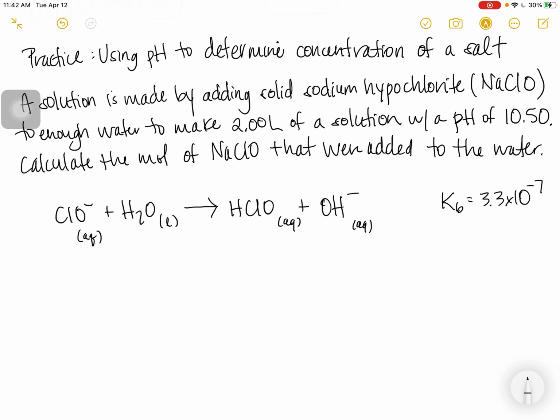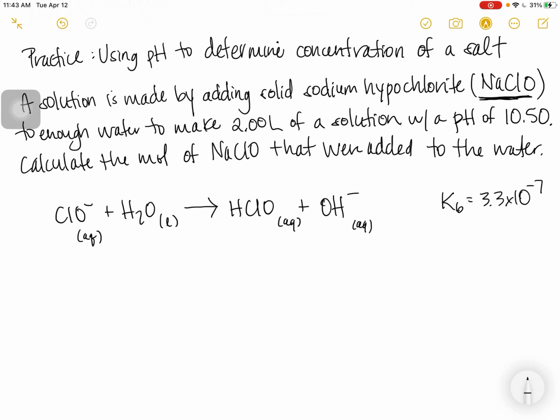There's one more problem for us to solve, and it deals with that idea. It says using pH to determine the concentration of a salt, and we're calling it a salt here because this is not an acid or a base, this is an ionic substance. A solution made by adding solid sodium hypochlorite, NaClO, to enough water to make 2 liters of solution has a pH of 10.5. So it's basic. Calculate the moles of NaClO that were added to the water to begin this whole process.